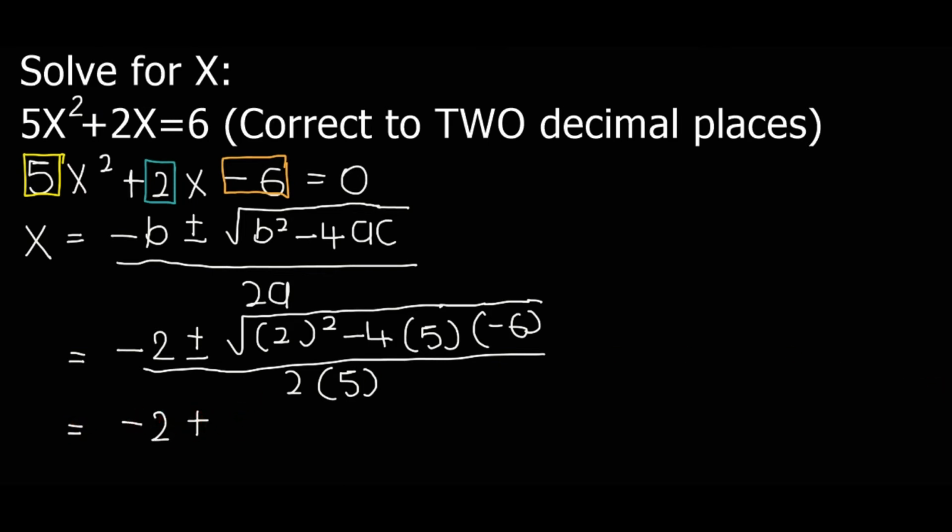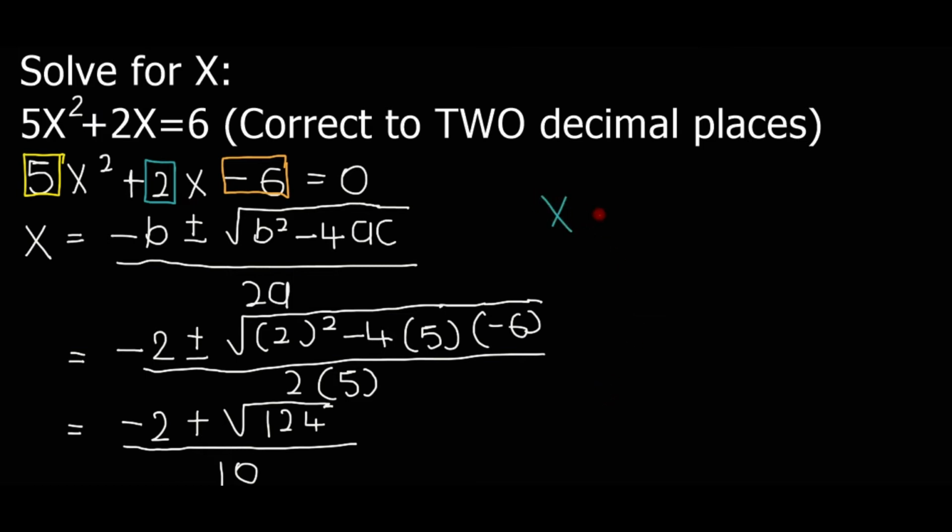So press everything here on the calculator. If you press this part on the calculator, it will give 124. So we see that under the root we have 124, and then below 2 times 5 over 10. And then now we want to write the final values of x.